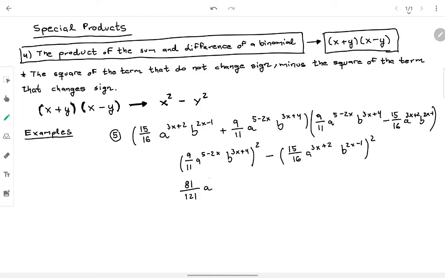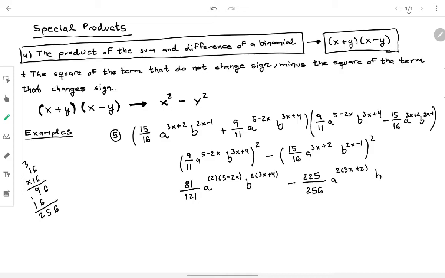It will be a, 2 multiplied by 5 minus 2x, b to the 2 multiplied by 3x plus 4. Of course, you can do it by mind. Minus, it will be 225 over 16 multiplied by 16, it will be 256. It will be a, 2 multiplying 3x plus 2, b multiplying 2 by 2x minus 1.